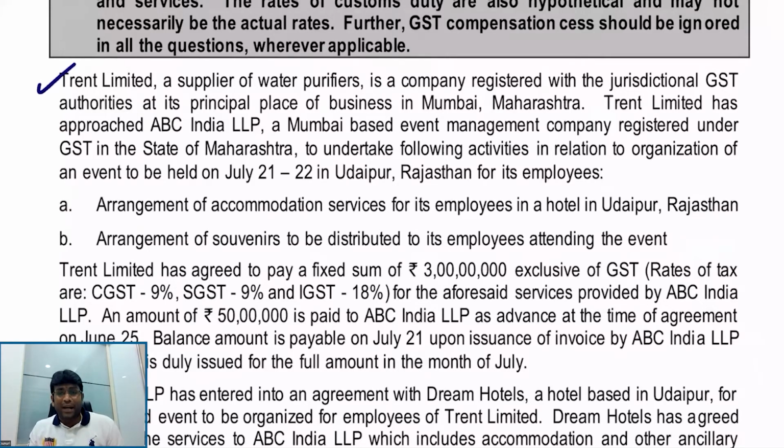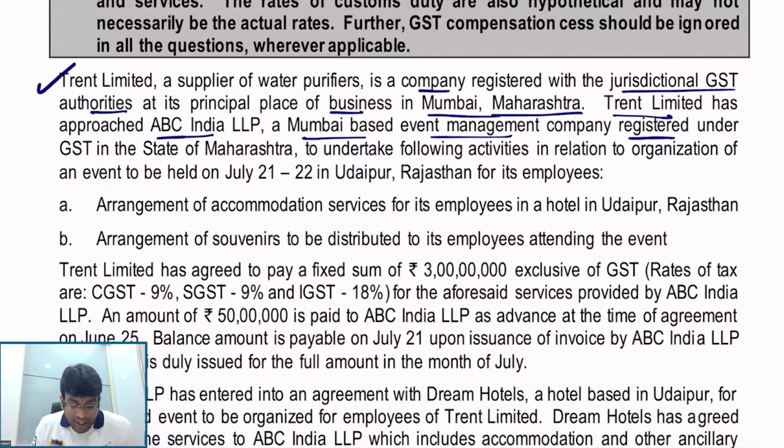Trent Limited, a supplier of water purifiers, is a company registered with the jurisdictional GST authorities at its principal place of business in Mumbai, Maharashtra. Very good. Trent Limited has approached ABC India LLP, a Mumbai-based event management company registered under GST in the state of Maharashtra, to undertake the following activity in relation to organizing an event in Udaipur, Rajasthan for its employees. Friends, the moment you read this paragraph, you should recollect the entire concept. That is concept number one.